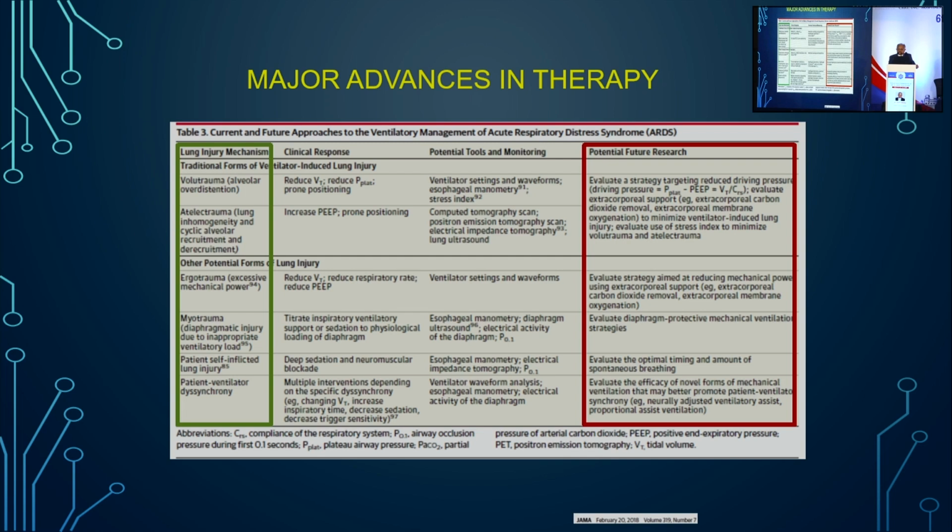There are certain major advances in therapy depending on what sort of trauma is likely to happen to the lungs, whether it is volutrauma because of higher volume, or atelectrauma because of continuous expansion and de-recruitment of the lungs, because that is what is going to make it worse. Then there is excessive mechanical power as defined by Gattinoni, ergotrauma. There is myotrauma, diaphragmatic dysfunction of the patients can happen. And then there is SILI, patient self-inflicted lung injury. And then the patient can fight the ventilators. You can have dyssynchrony, so what to do for that. So there are standardized therapies and their potential future research.